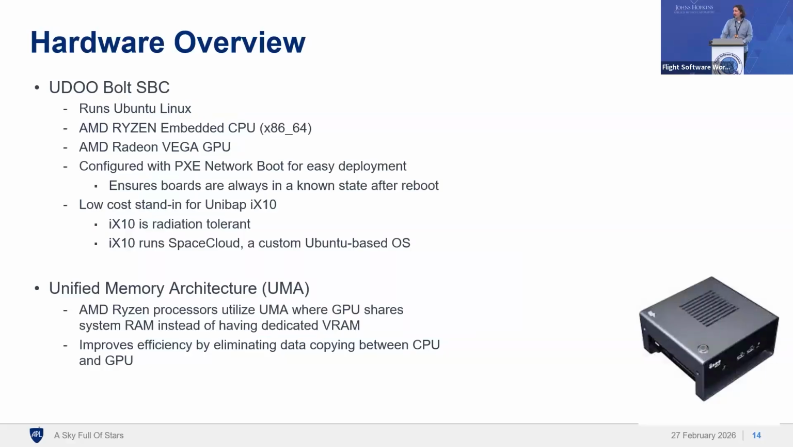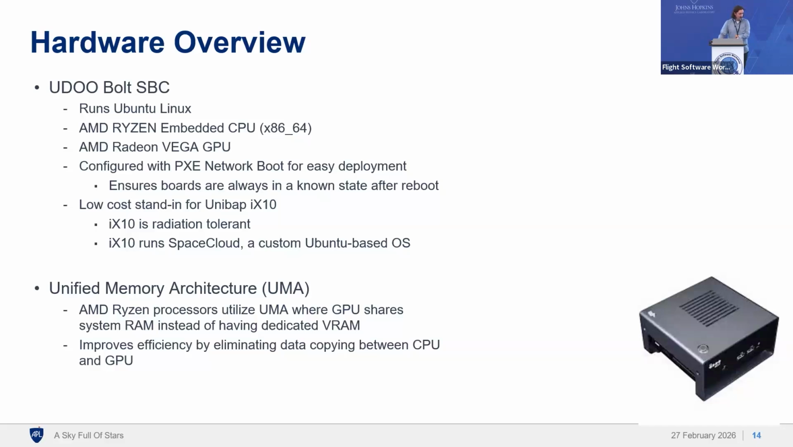So our hardware that we've been using is a Udu Bolt single board computer. It's running Ubuntu. It's got an AMD Ryzen embedded CPU and an AMD Radeon Vega GPU. That's sort of a mobile GPU. We've configured it with PXE network boot for easy deployment, and this Udu Bolt's a low-cost stand-in for the Unibap iX10. That is a radiation-tolerant single-board computer, and that runs Space Cloud, which is a custom Ubuntu OS.